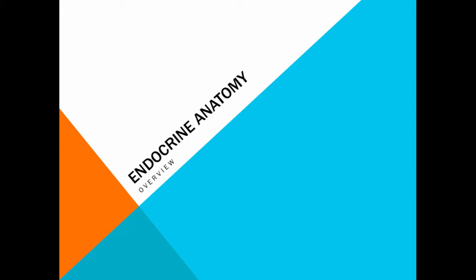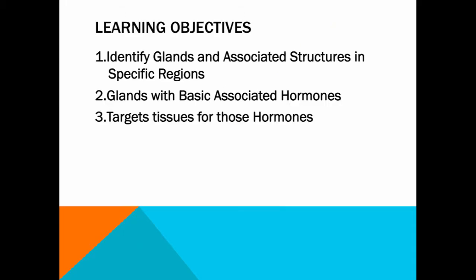These glands would be salivary glands or sweat glands. Their secretions are secreted outside of the body. But today we'll be concerned with endocrine glands. Our learning objectives for today are to identify the endocrine glands and associated structures in specific regions. And then we'll also talk about those glands and their basic associated hormones and then their target tissues.